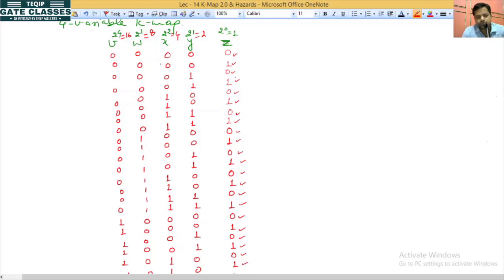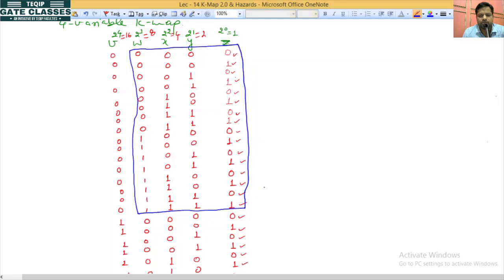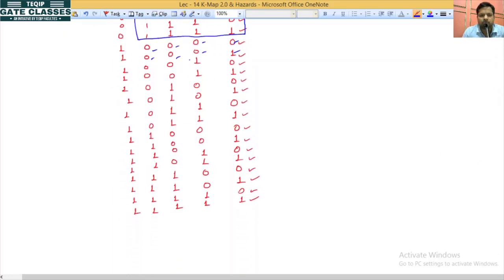Okay, so if you see here, till this point, whatever the value is in the upper half, the same value is copied in the second half. If you see here, it is 0 0 0 0, so it is also 0 0 0 0. Again it is 0 0 0 1, so it will be 0 0 0 1. Now, what is the difference between the upper half and the lower half?